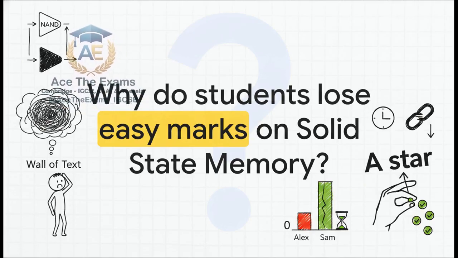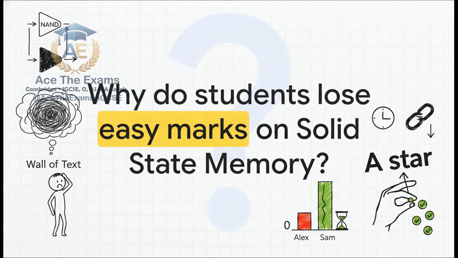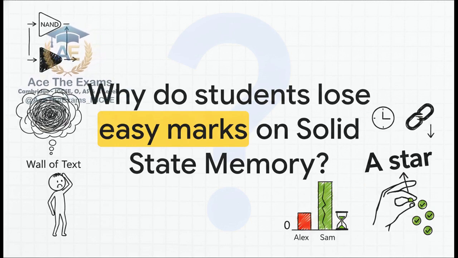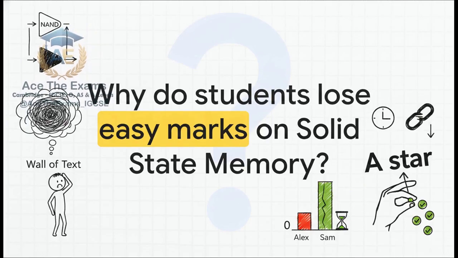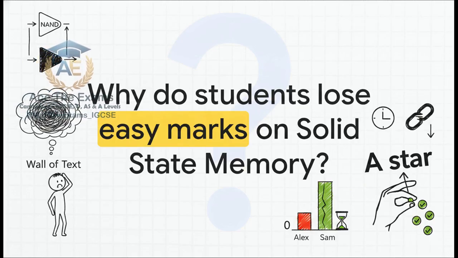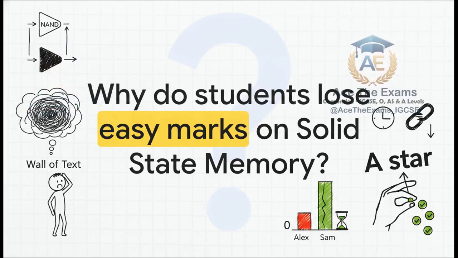Sam, meanwhile, writes a quick sentence saying that flash memory is fast, but completely forgets to analyze the critical limitations of write cycles in an industrial setting. The stakes here are incredibly high. Missing these command word requirements and failing to provide structured, contextual analysis is the #1 reason brilliant students fall short of an A-star. We need to stop these easy marks from slipping through your fingers right now.